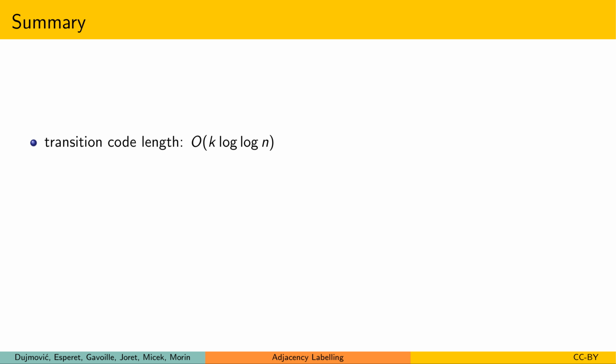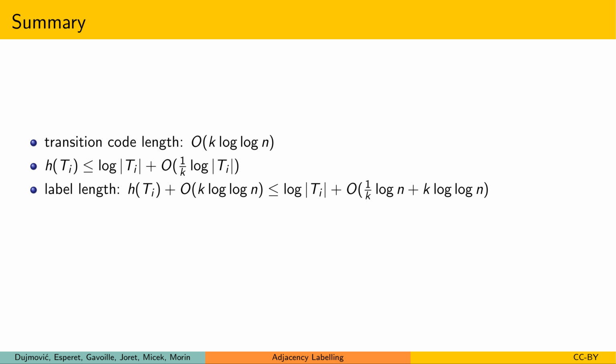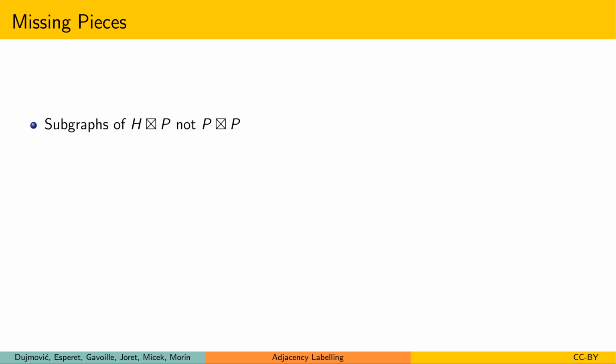This leads to a trade-off in which the transition codes have length k log n, and the height of the tree T exceeds its optimal height by at most log n over k. Optimizing the value of k gives a total label length of log n plus O of square root log n log log n. Of course, there are many details missing from this short talk.